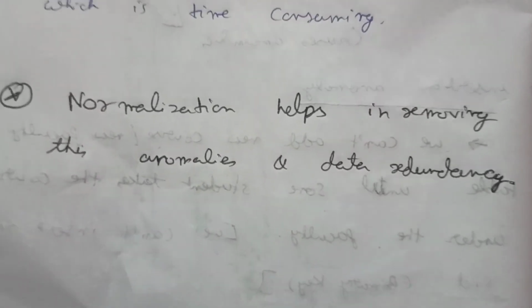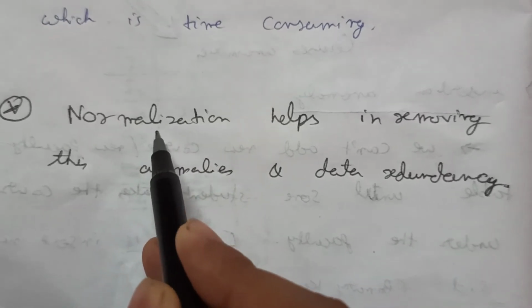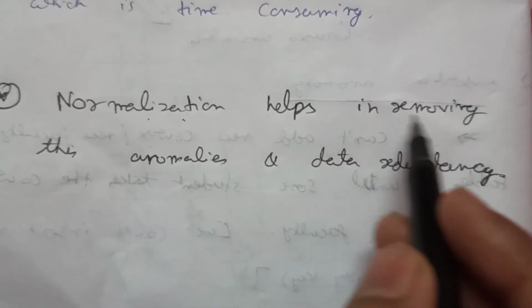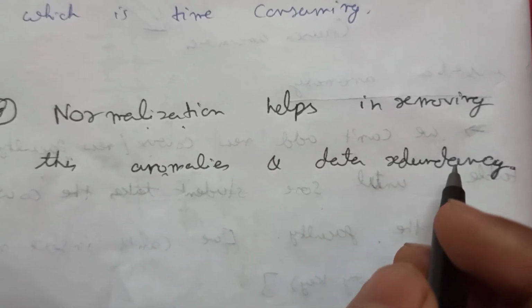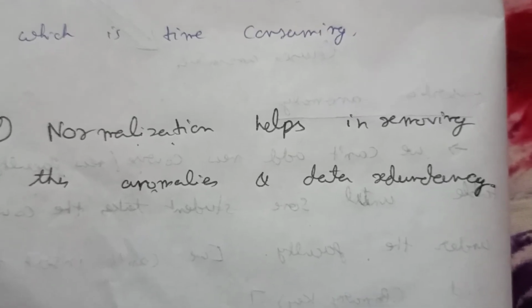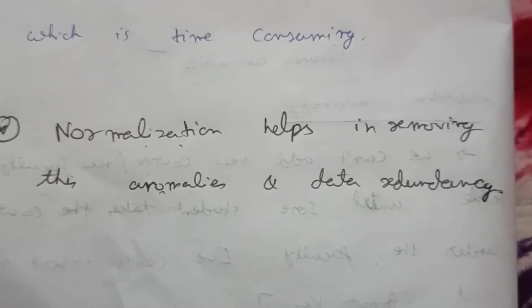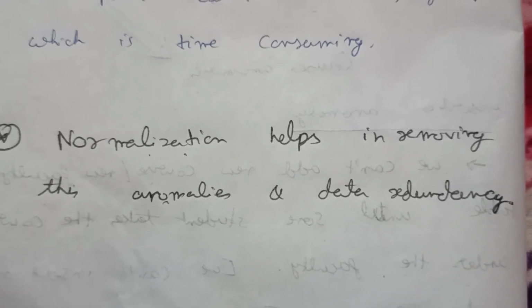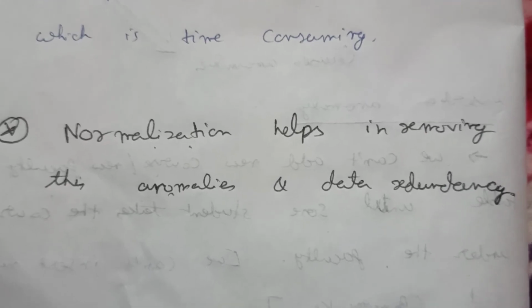So how do we overcome these three anomalies and data redundancy? Normalization will help us there. Normalization helps us in removing these anomalies, and also data redundancy. So that covers what normalization is and why we need it. In our next video we are going to see what the different types of normalization are and how to achieve these different normal forms.